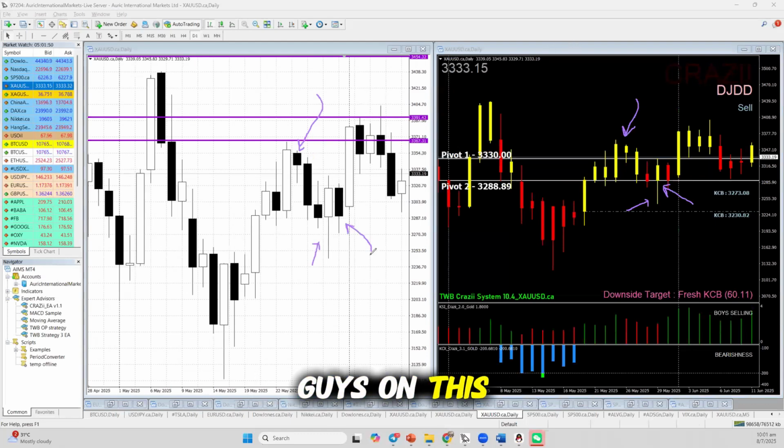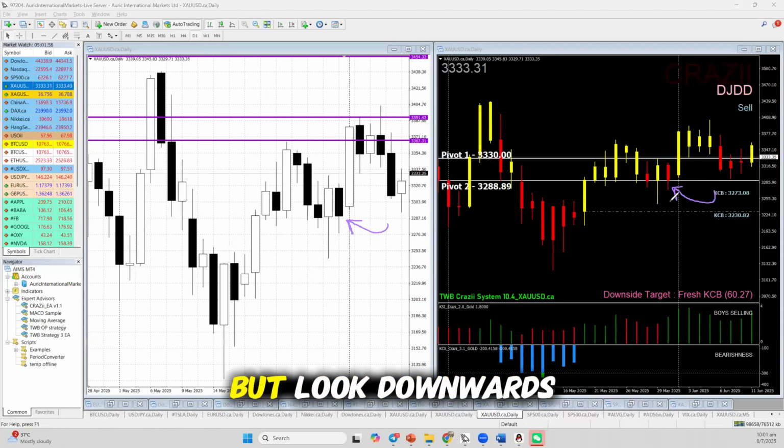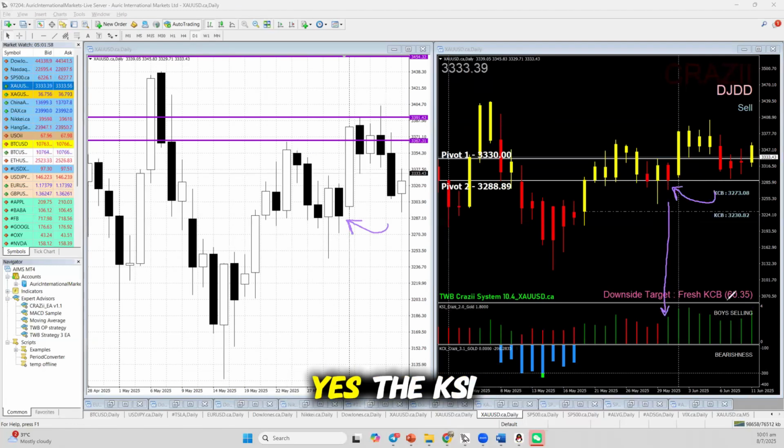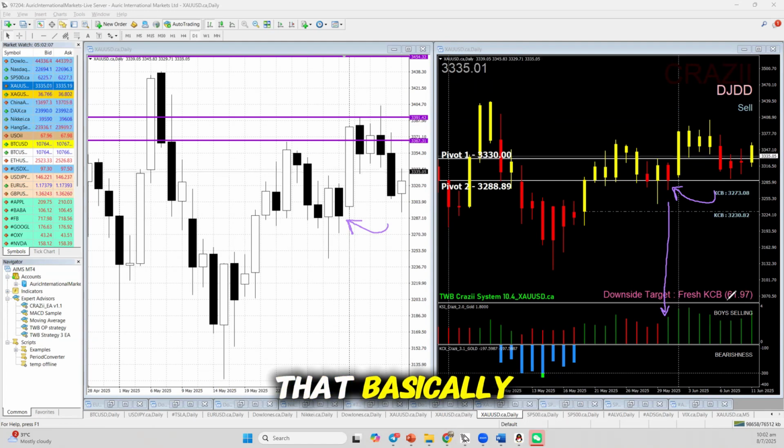Take a look, guys. On this day when the market was down, the candle is also down, right? But look downwards. What do you see, guys? Yes, the KSI actually flipped from red to green. This is a hallmark of a very incredible system that gives you information that people don't have. Although this goes against the principle of the opening price, because the market is still open and trading lower, as the price was coming down, the KSI, which is a big boys indicator, was buying.